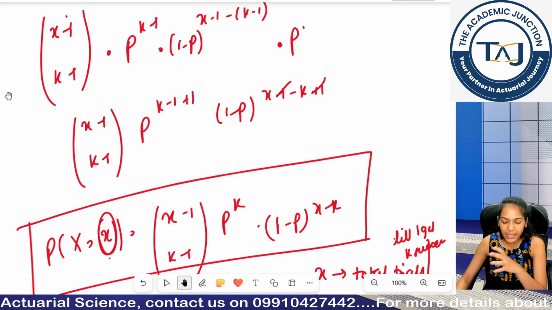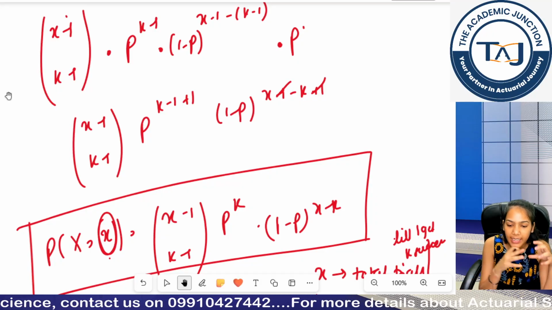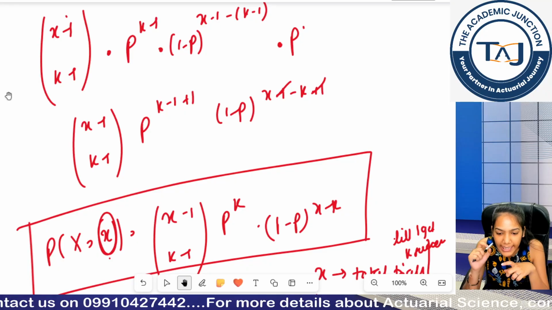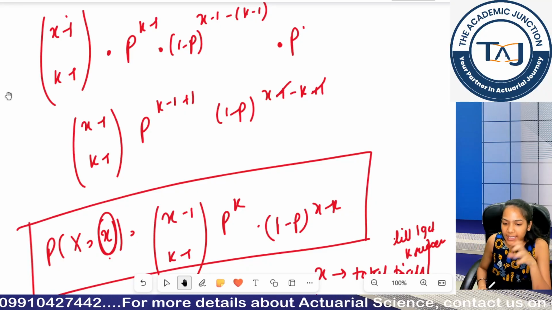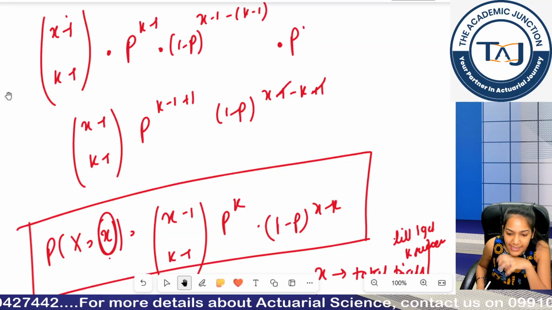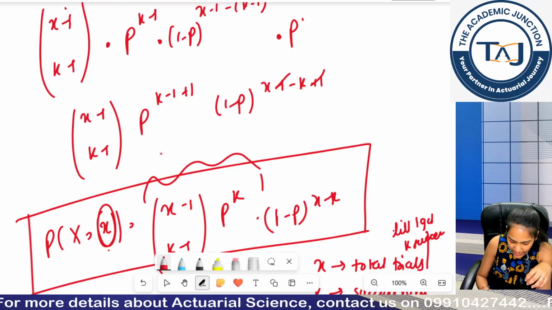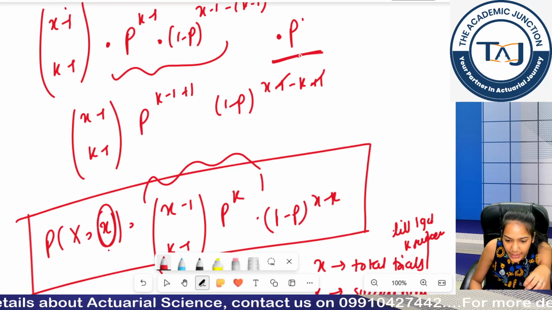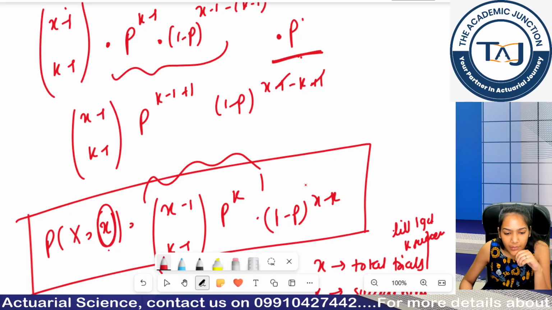I am again repeating the difference between geometric distribution and negative binomial distribution. There we were concerned with our first success, here we are concerned with our kth success in x trials. So till I receive my kth success, I have already done x minus 1 trials. So this will basically be a binomial distribution, and after binomial distribution I am adding the probability of my kth success, which is p. Then I get my distribution.